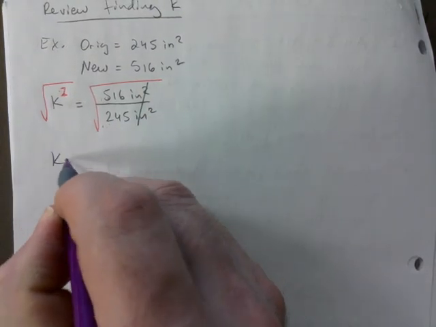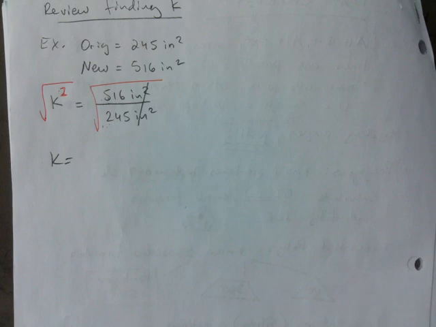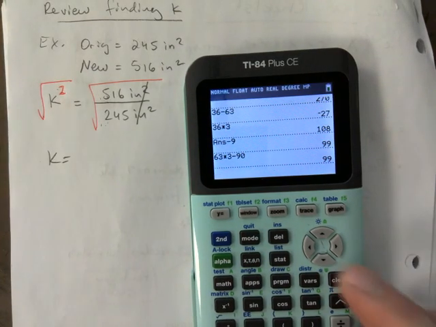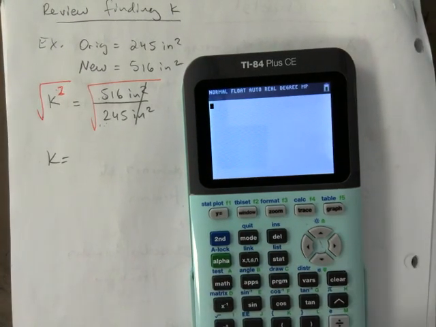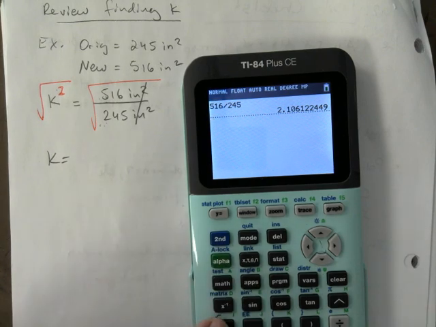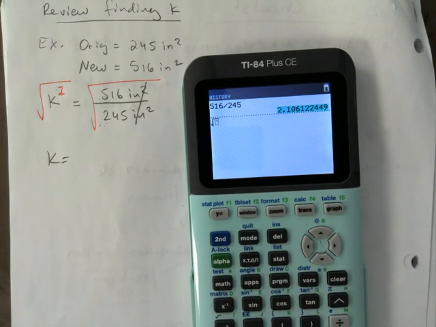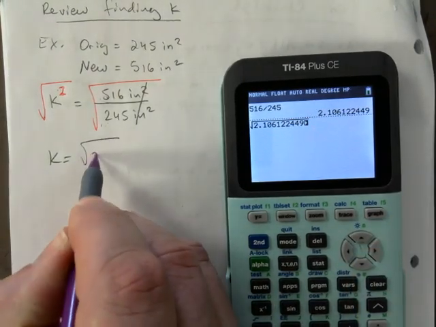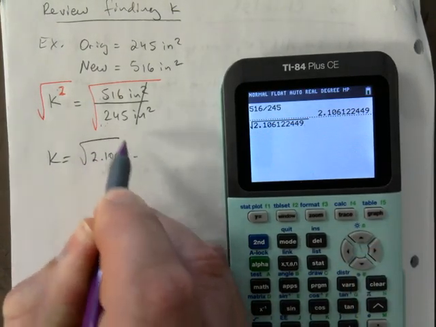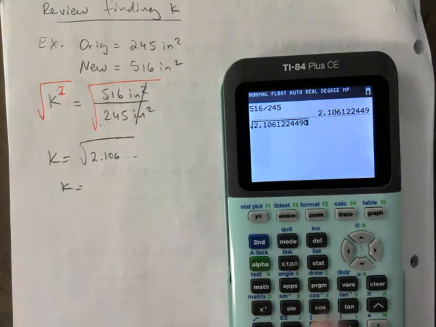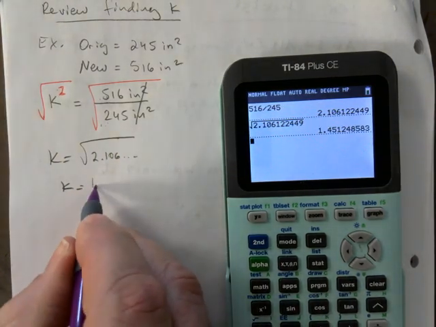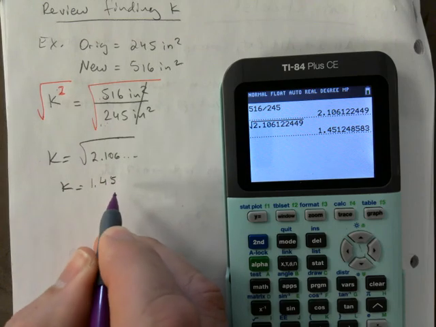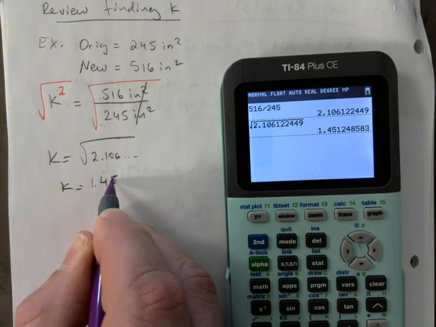So you go k is equal to, I just made this up, 516 divided by 245, that's that. We go second x2 to take the square root. So I'll show that intermediate step here. So that'll be 2.106 dot dot dot. And then we hit enter. That's 1.45 is the scale factor.